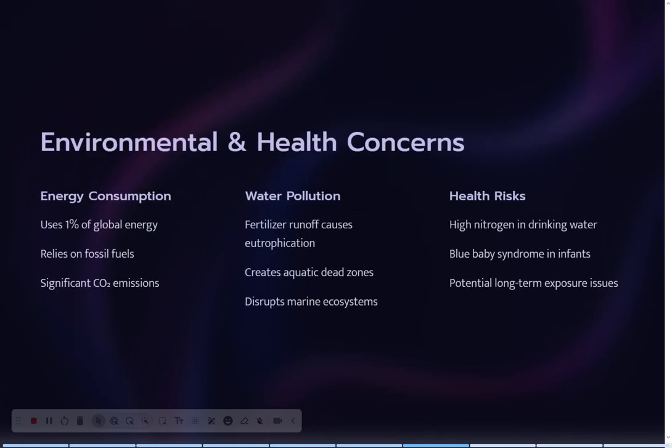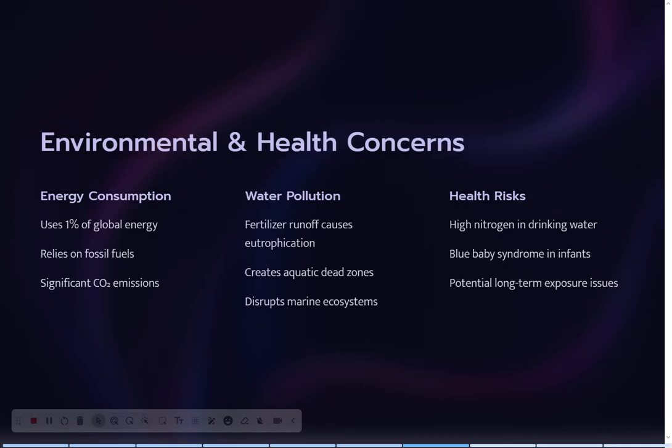Now, the environmental and health concerns. Even though the Haber process helps us grow food, it comes with a big cost. It uses 1% of the world's energy, most of which is from fossil fuels, which also creates CO2, carbon dioxide emissions, which affect climate change.